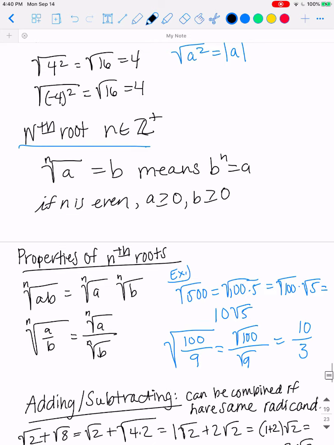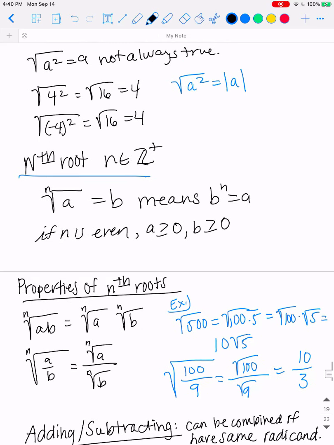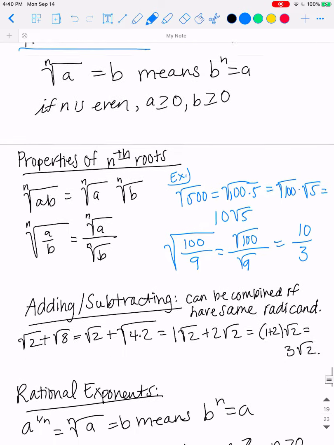So going on to the nth root. The nth root is going to be the square root sign with the n. Typically when it's just a square root, the n is actually a 2, but we don't write it out. So this means that b^n equals a.